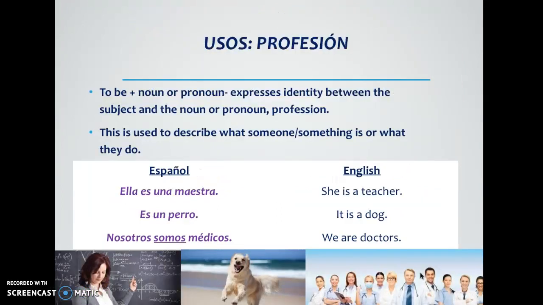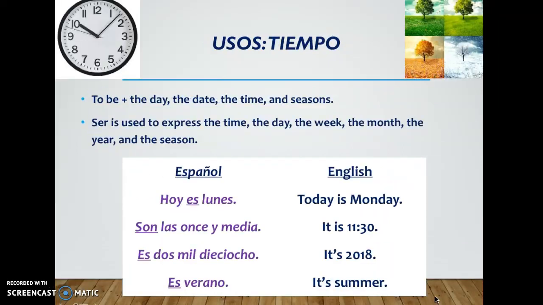We also use it to describe profession or identity between a subject and the noun pronoun or profession it's describing. Okay? Let's look at these examples. Ella es una maestra. She is a teacher. Okay? Es un perro. It's a dog. Now this might be considered a description for you, but a dog's job is to be a dog. So it's under here as well. Nosotros somos médicos. We are doctors.